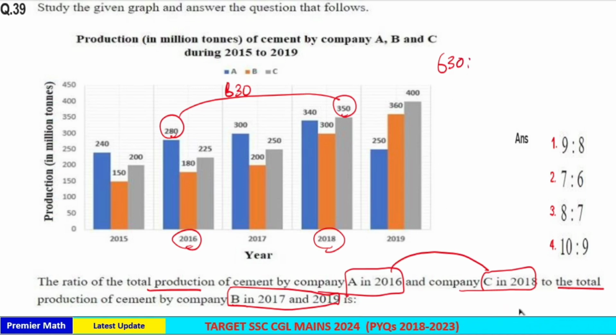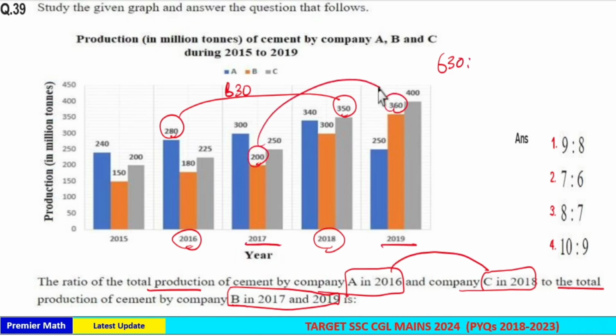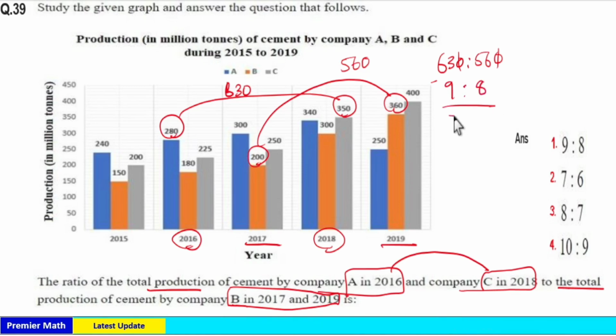Now next is the total production of company B in 2017 and 19. In 17 and 19, B produced 200 plus 360, total 560 units. So take the ratio. 7 goes 9 times in 63, 8 times in 56. 9 is to 8. Option 1 is your answer.